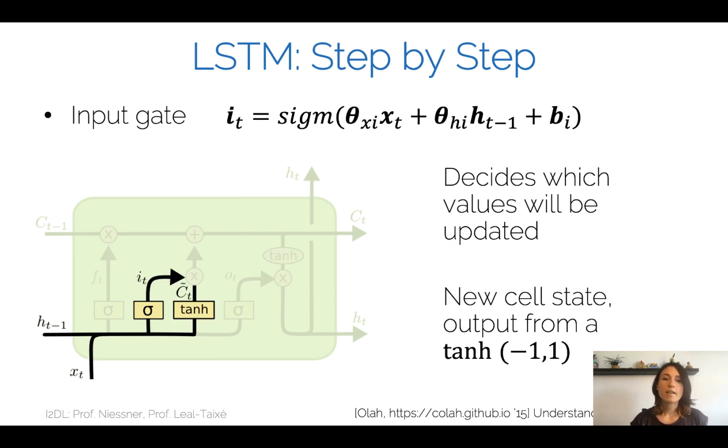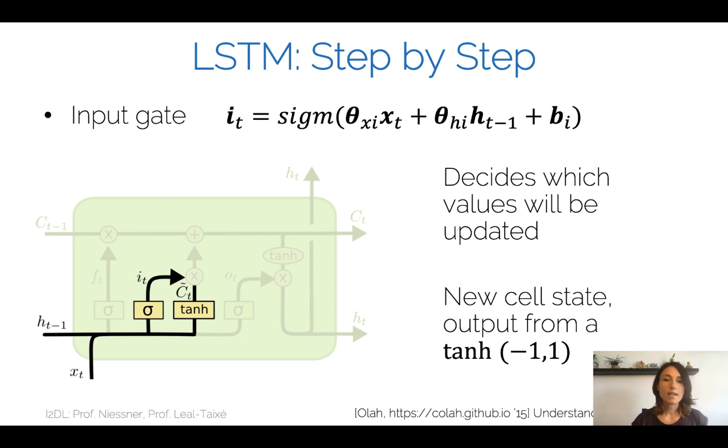Then we have the second gate, the input gate. The input gate decides which exact values are going to be updated. So this is kind of the feature decision, right? It looks again at the input and the previous time step, ht-1, and it will decide to change the value of the cell state. And this new cell state will be changed according to the output of a tanh function.